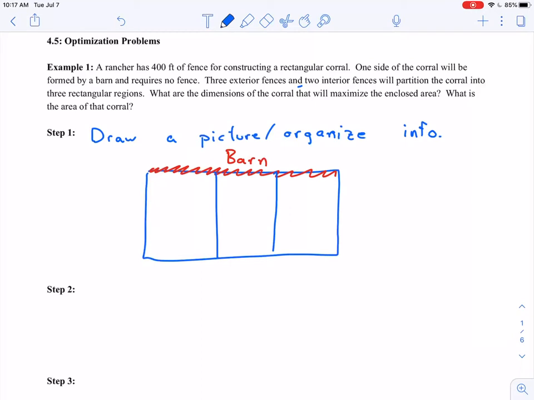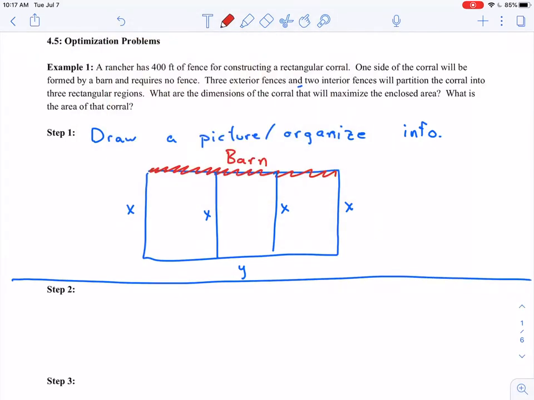Let's label our dimensions here. I don't know the dimensions, so I'm going to call this side X. And if that side is X, then this side is also X. That also means that I need X feet of fencing for my 2 interior fences. This section at the bottom, though, that's not necessarily X. That might be a different length. It might be, say, Y units long. And as soon as you have your picture, you have a pretty good handle on what this problem looks like. You know kind of most of what the problem has given you. You're ready to move on to step 2.